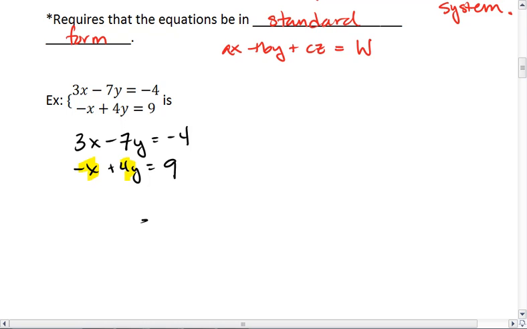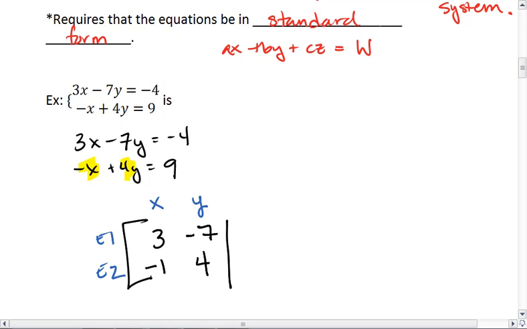So our matrix is going to be 3, negative 7, negative 1, 4, where x is the first column, y is the second column, equation 1, equation 2. We then draw a straight line, and this becomes our adjoining column of negative 4 and 9. We close our matrix. So what you see here is the augmented matrix, 3, negative 7, negative 1, 4, with the adjoining column of negative 4 and 9.